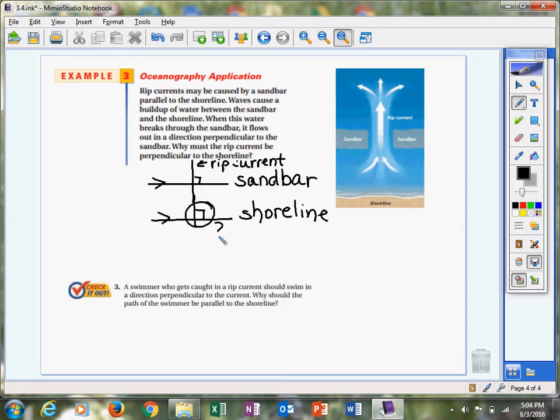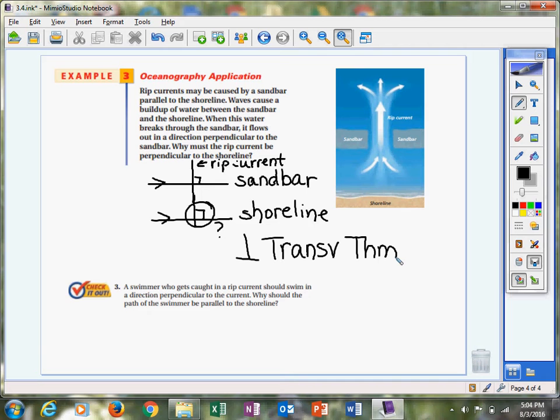Think about your theorems, and hopefully you're thinking, oh, because of the perpendicular transversal theorem. Remember what that says. If I have a transversal that's perpendicular to one line, and that line has a parallel line, then that transversal is also perpendicular to the other parallel line. So that's the reason why.